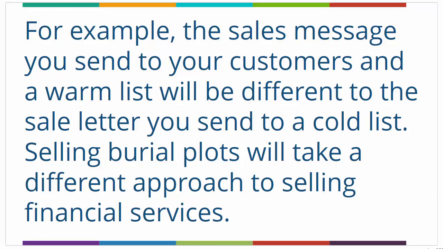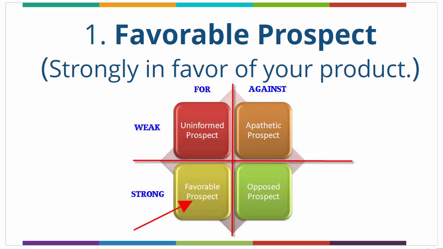So again, the attitude and predisposition towards your product that your prospects may have would go a long way to determining how you would use the Monroe motivated sequence. Okay, so let's first consider those in the first quadrant. These are your favorable prospects. The favorable prospect is someone who is strongly in favor of your product.